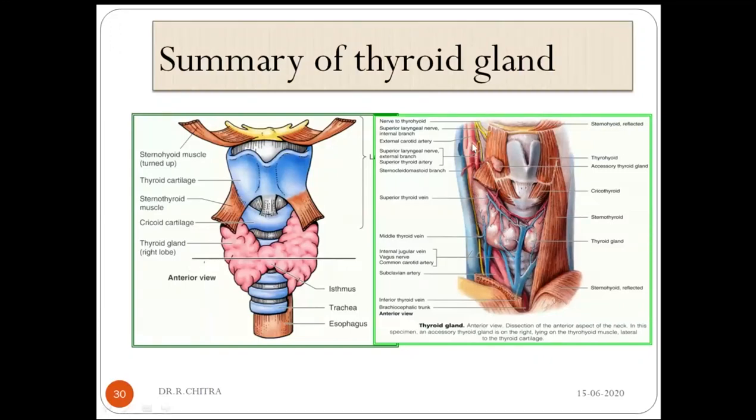Arterial supply is from the superior thyroid artery and the inferior thyroid artery. Venous drainage is by the superior thyroid vein and inferior thyroid veins, which drain into the internal jugular vein. Inferior thyroid veins will be draining into the brachiocephalic vein. Applied anatomy is so extensive.